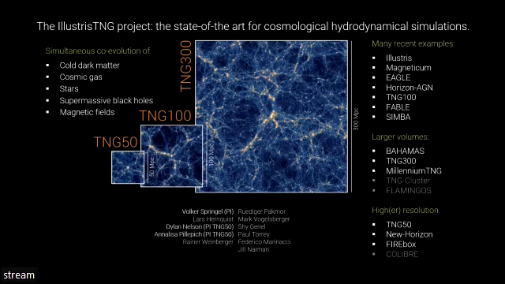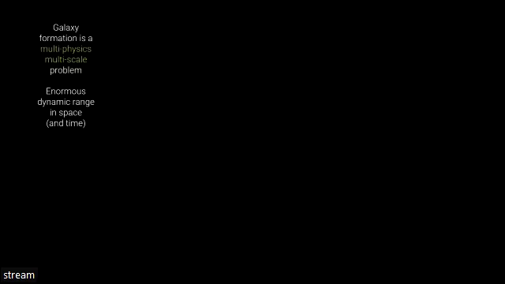This is not the only game in town. You've probably heard of lots of these names. Eagle, Horizon-AGN, Simba, right? There's simulations for larger volumes or simulations of higher resolution, but they're all similar in what they're trying to achieve. And they're all trying to solve the same problem, which is the problem of galaxy formation. Galaxy formation is a very physics-rich problem, but it's also very multi-scale, which is why it's so hard.